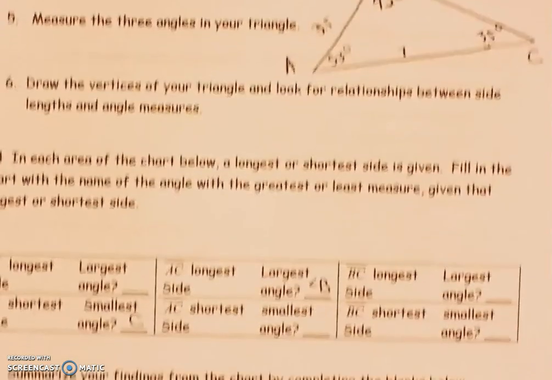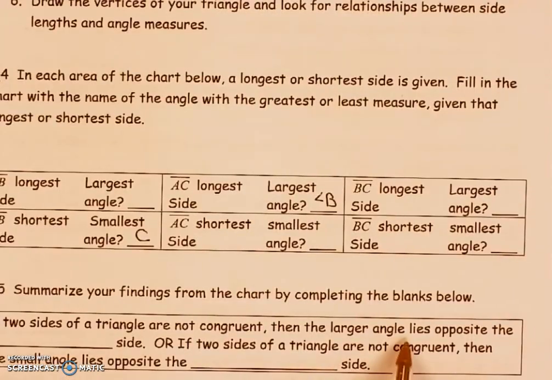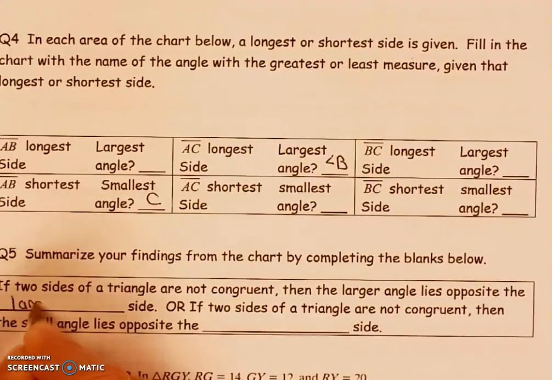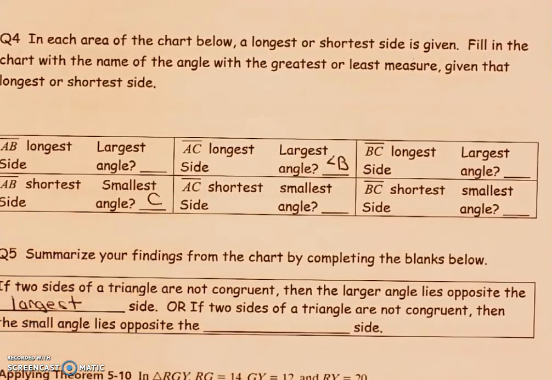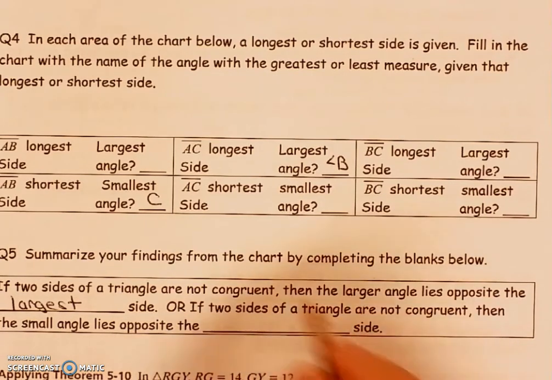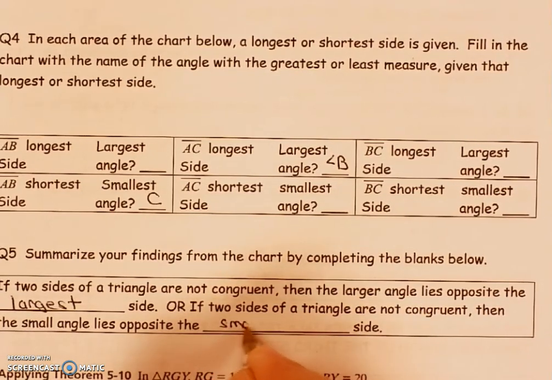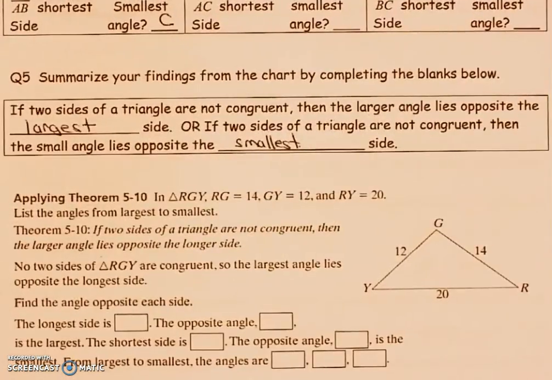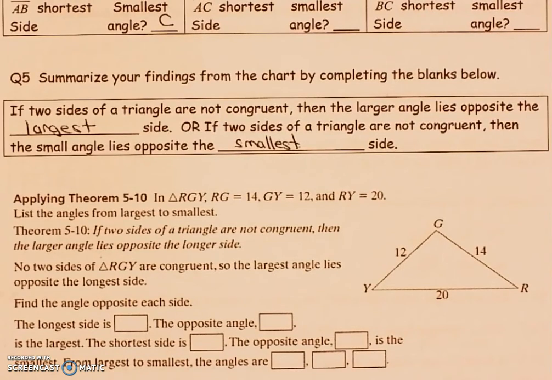If two sides of a triangle are not congruent, then the larger angle lies opposite the largest side, or the smallest angle will always lie opposite the smallest side. And again, from a logical standpoint, that should seem to make some sense. So let's take a look at the one example. They've labeled everything. They want us to find the angle opposite each side.